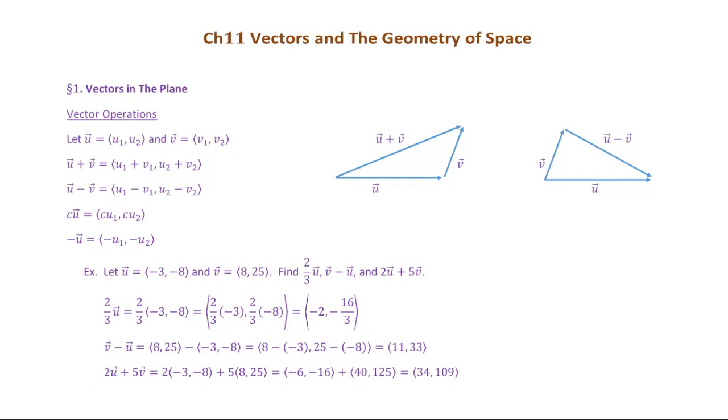If you multiply a number, a scalar, to a vector, then you just distribute the scalar into the components of the vector. So cu equals <cu1, cu2>.